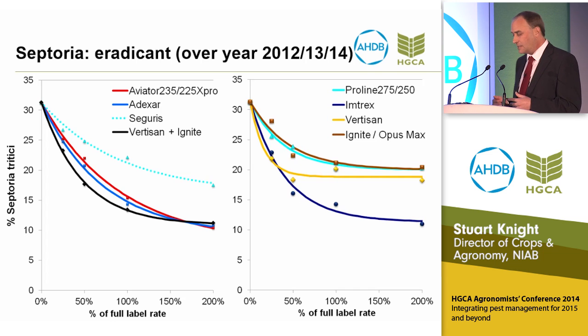And then looking at the performance of the SDHI azole mixtures on this side, something slightly different on this one. I've now put Seguris back into this chart because it was in previous years. And you can see, although there's not much difference between the Aviator, the Adexar and the Vertizan Ignite in terms of their eradicant activity, as we've mentioned before on this platform, the Seguris is slightly weaker in an eradicant situation. So it compares quite well as a protectant, but it is the weaker of the 4 in an eradicant situation.